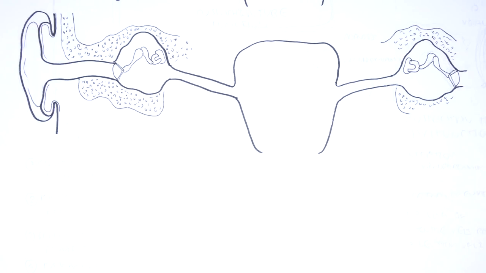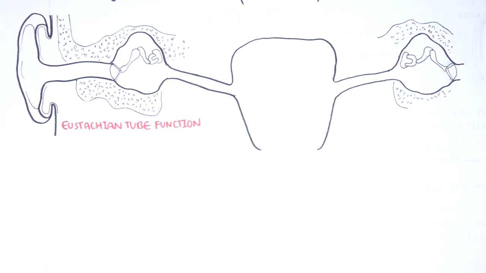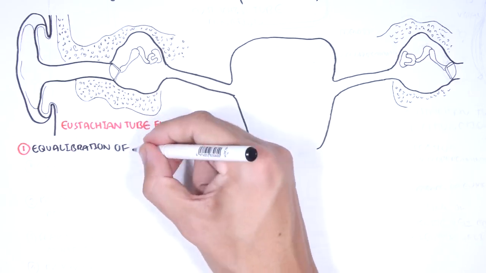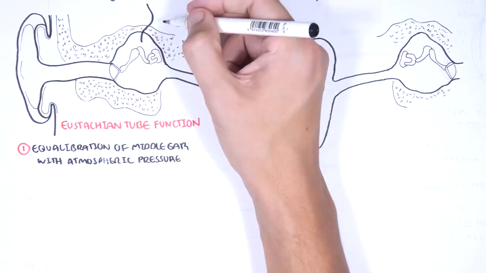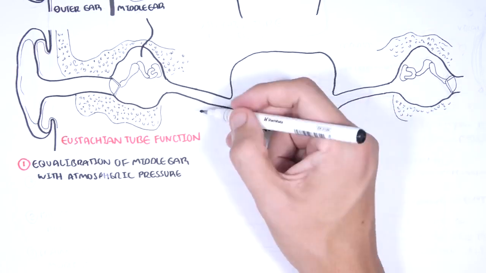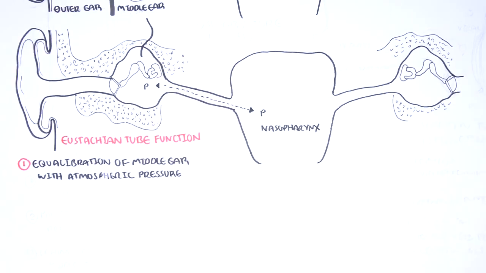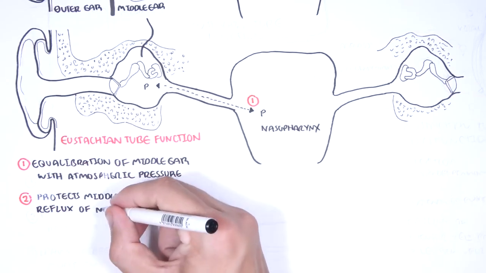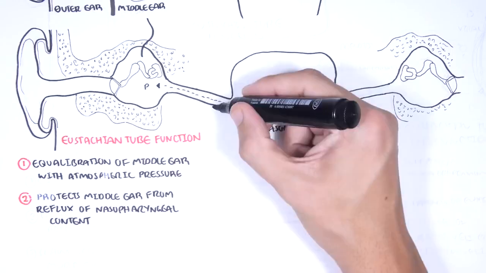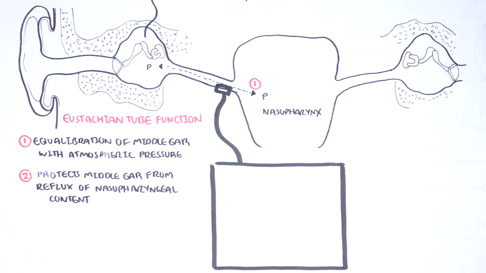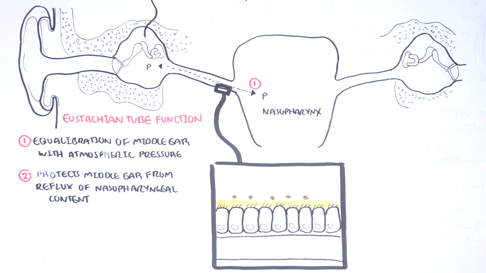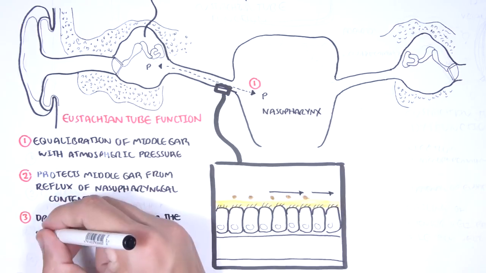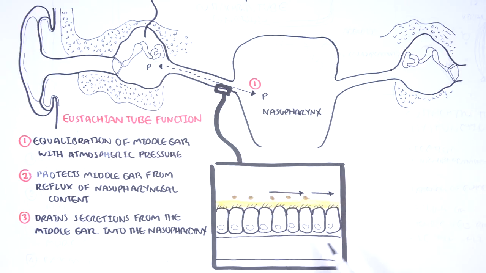The eustachian tube is a pretty important structure and serves many roles. It permits equilibration of middle ear pressure with atmospheric pressure. It's the primary defense mechanism of the middle ear. It protects the middle ear from reflux of nasopharyngeal secretions through the use of cilia, propelling unwanted substances to the nasopharynx. And thirdly, it drains secretions from the middle ear into the nasopharynx because of the angle.